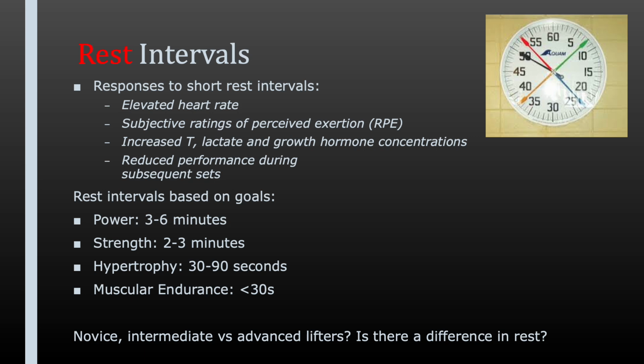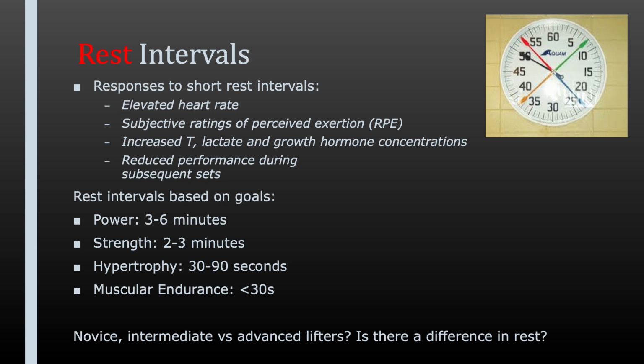Power and strength can vary roughly between that 2 to 6 minute marker in between each set for optimal recovery for the next set. We want to have optimal recovery so that we can have as much energy, as much ATP, and maximize our performance for every single set.